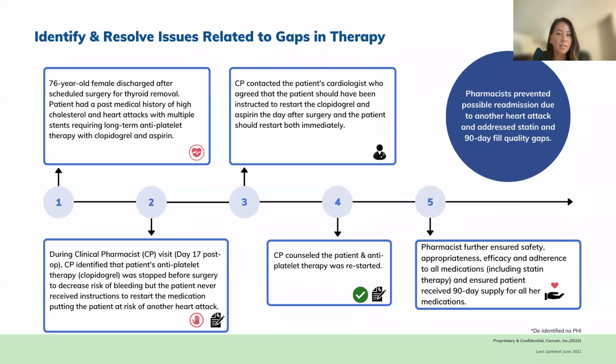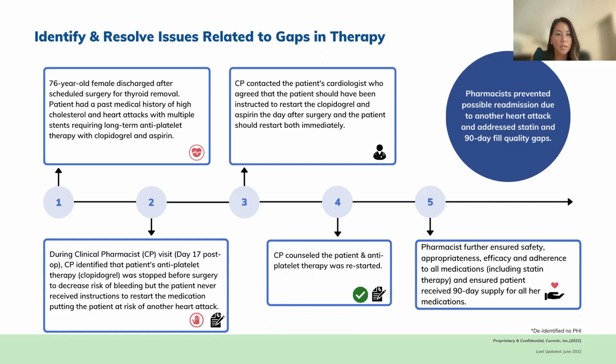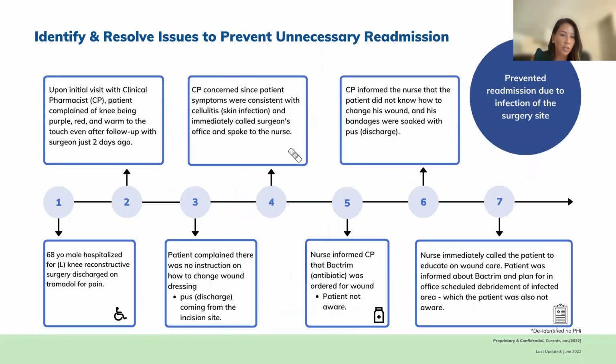The patient had already seen the surgeon post-discharge, and then 2 days later, after seeing the surgeon, had the initial visit with our pharmacist. So on this virtual visit with the pharmacist, the patient reported there was visible pus oozing from the incision site with really no instructions on how to change the dressing on his wound. So upon further inquiry from the pharmacist, it appeared the patient's symptoms were consistent with cellulitis. So it was red, swollen, warm and tender to the touch, and the patient stated that he was not given anything for it.